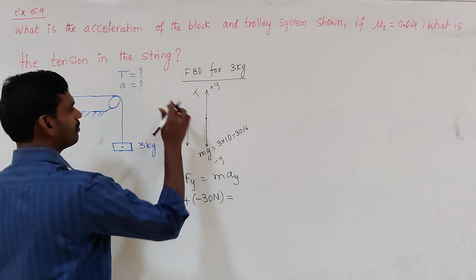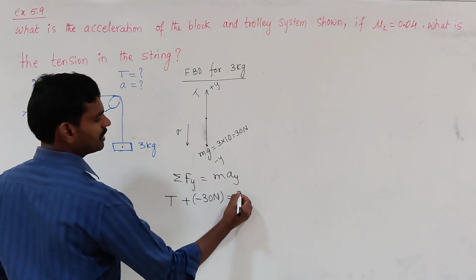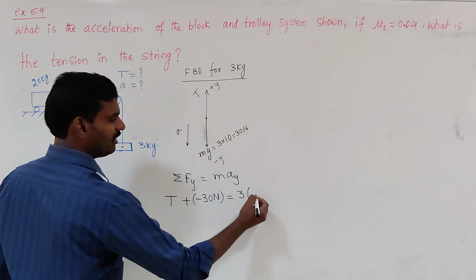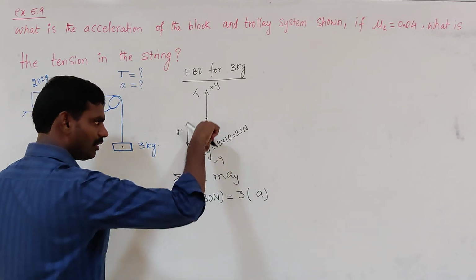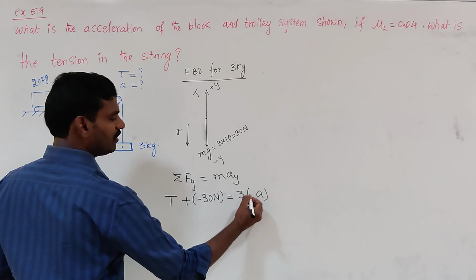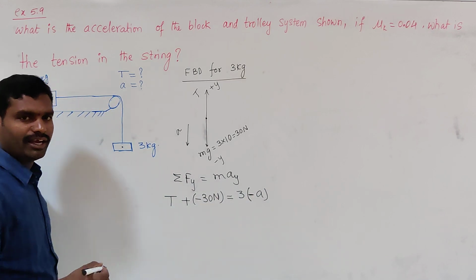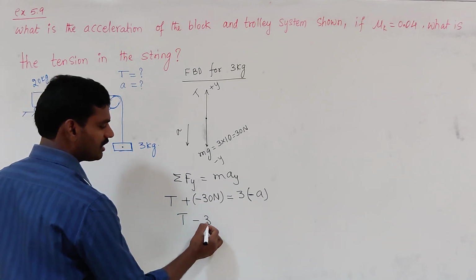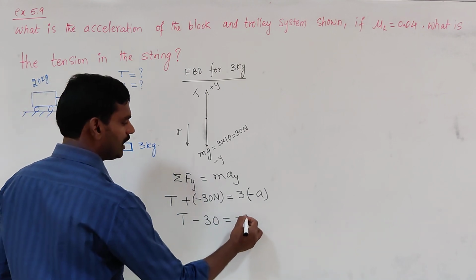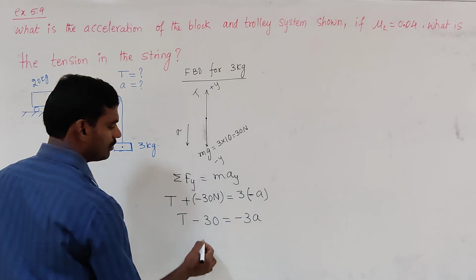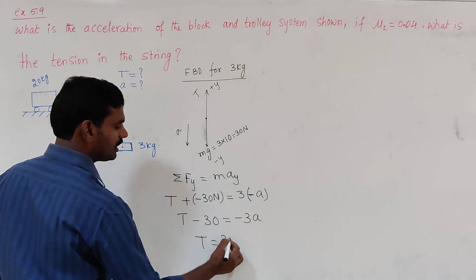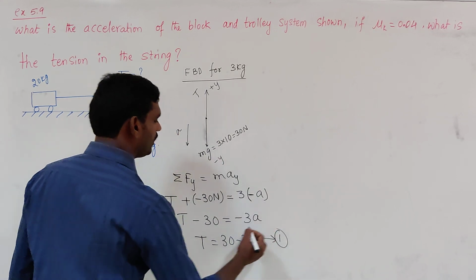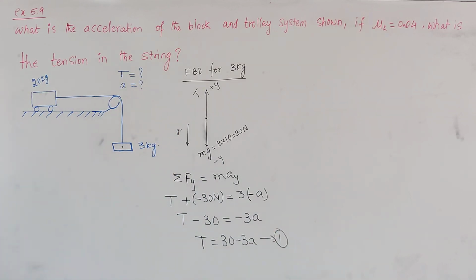m is the mass of this small object, which is 3 kg, and ay is the acceleration a. The object is accelerating in the negative direction, so I am keeping minus a. That gives T minus 30 equal to minus 3a. So T is equal to 30 minus 3a. Let this be equation number 1.